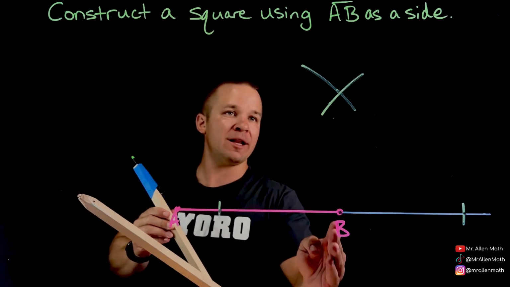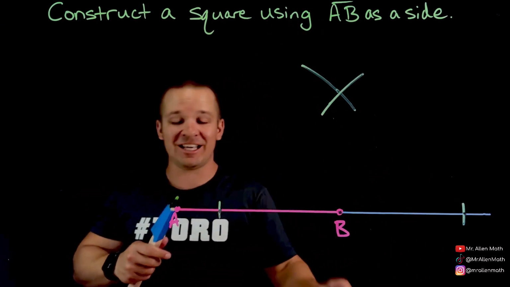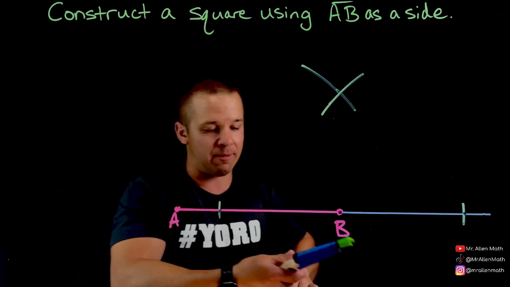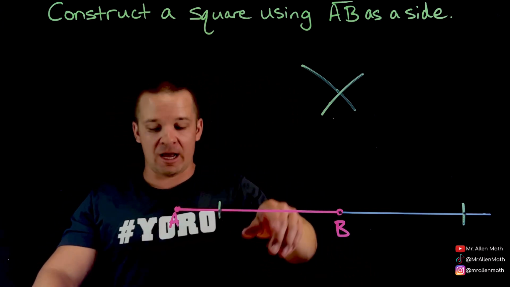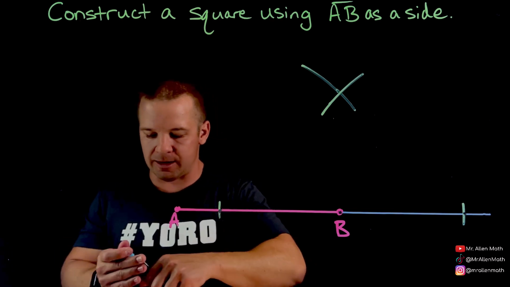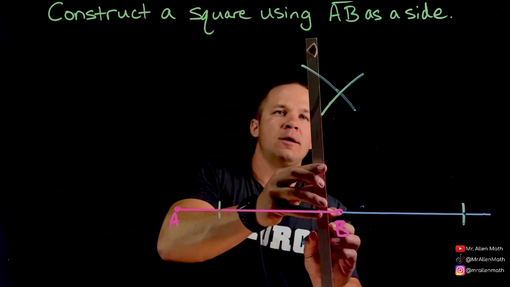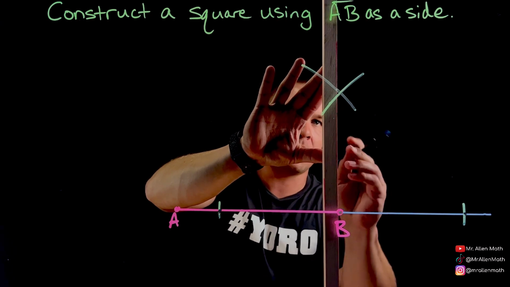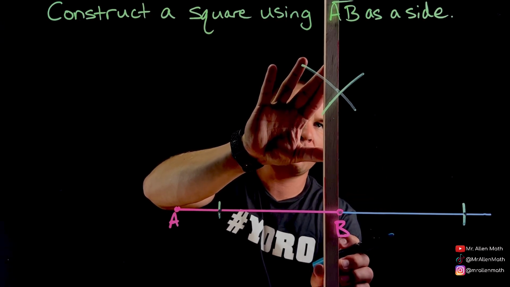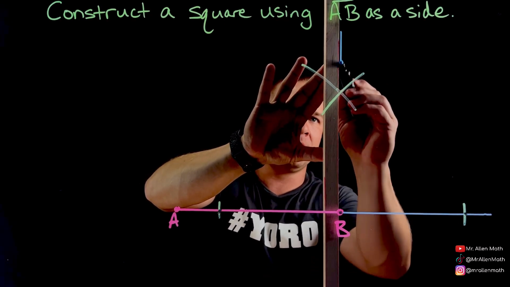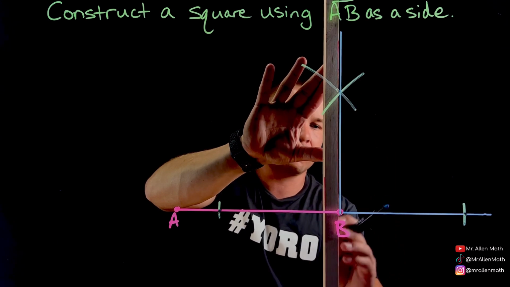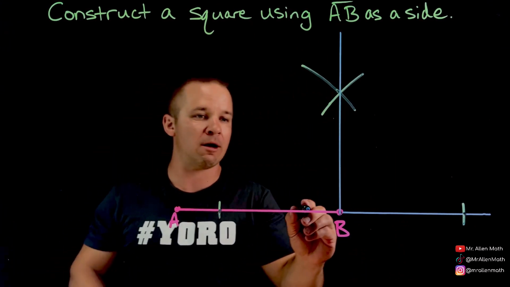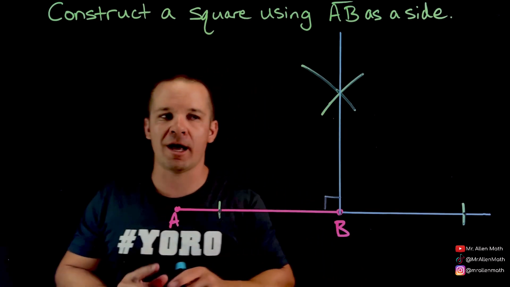Now I have a point directly above B that's going to give me a line segment perpendicular to AB. So let's go ahead and draw that in. I'll get my straight edge. I've got B and the intersection of those 2 arcs. That's looking pretty good. I'm going to scribe it a little longer just in case I need it. There we go. So now I have one right angle.